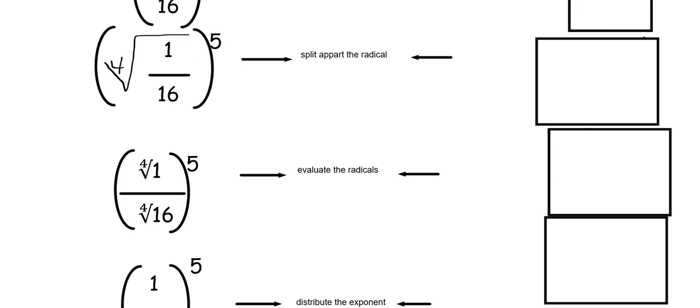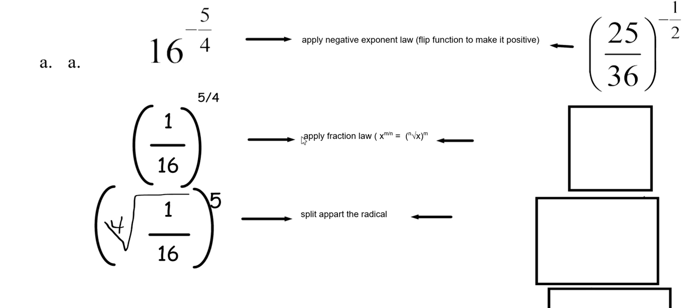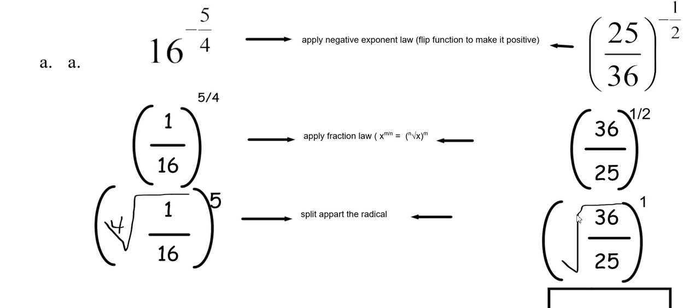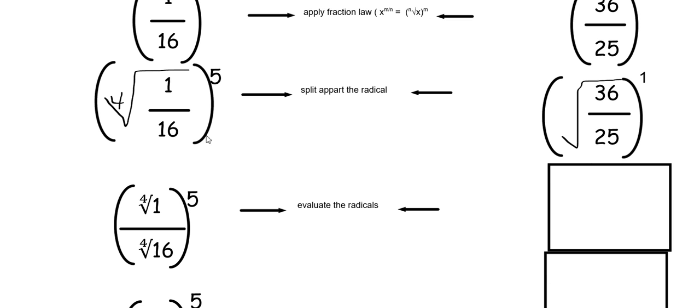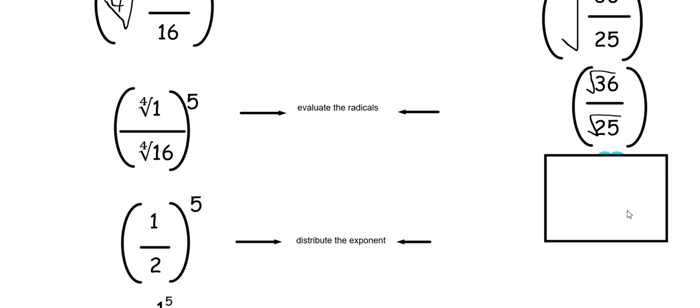Our next example is 25 over 36 to the negative 1/2. So same thing. We're going to apply our negative exponent law and flip this to get 36 over 25 to the positive 1/2. If I split apart this, I'm now going to apply my fraction law. So I'm taking the square root of 36 over 25. I'm going to split apart the radical. So I have root 36 over root 25. Now I'm just going to have to evaluate my radicals.